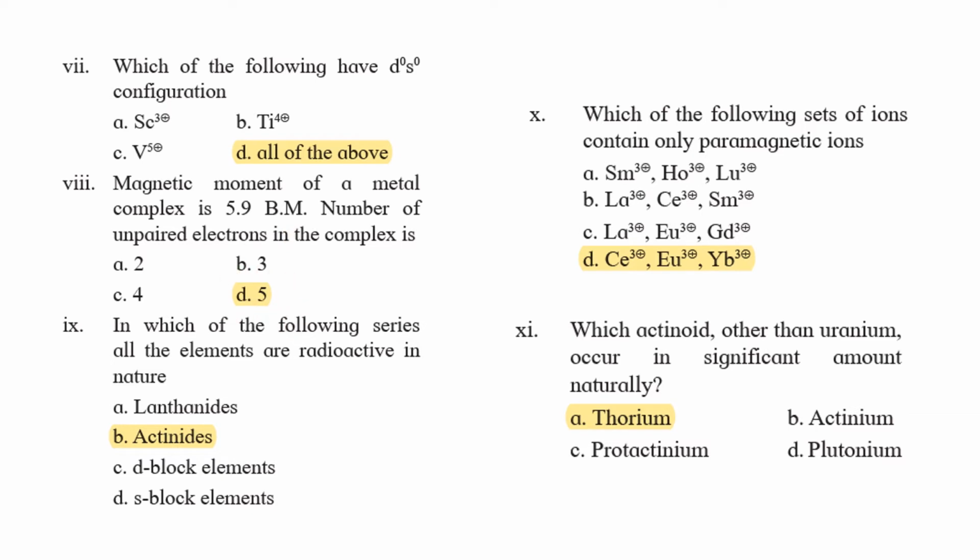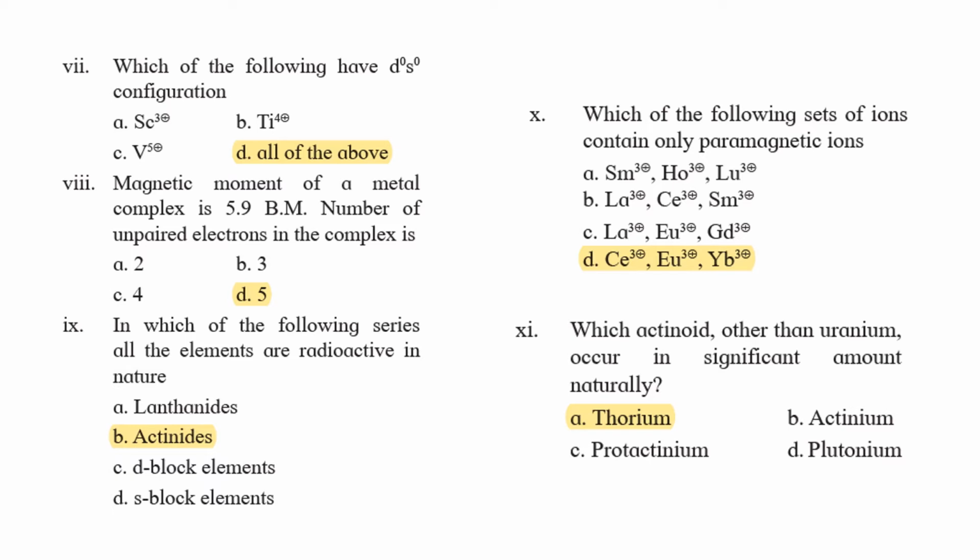Ninth question. In which of the following series are all the elements radioactive in nature? Answer is B, actinides. In actinides, all the elements are radioactive in nature. 10th question. Which of the following sets of ions contain only paramagnetic ions? Paramagnetic ions contain unpaired electrons. So the correct answer is option D, Ce3+, Eu3+, Yb3+. They all contain unpaired electrons, hence they are paramagnetic.